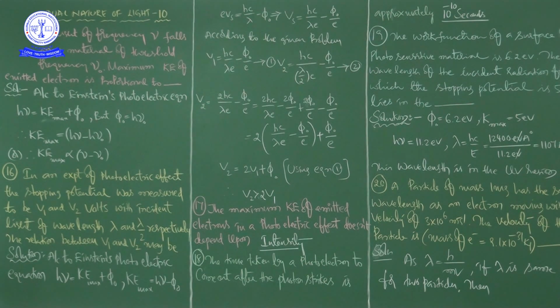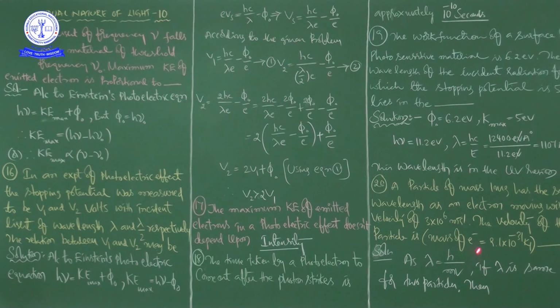Here K maximum is 5 electron volt, and then we substitute these values: lambda is equal to hc by E, which is 12,400 electron volt angstrom unit divided by 11.2 electron volt. These two get cancelled, then the answer will be 1107 angstrom unit. So based on this value you can decide the wavelength is in the ultraviolet region. Next problem, 20th one.